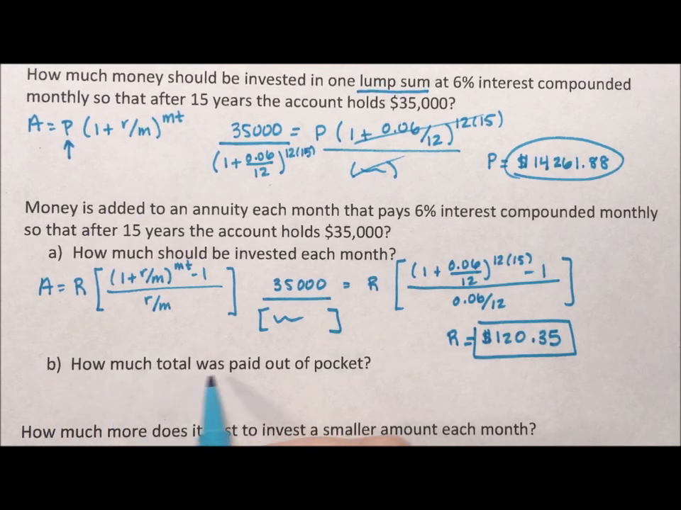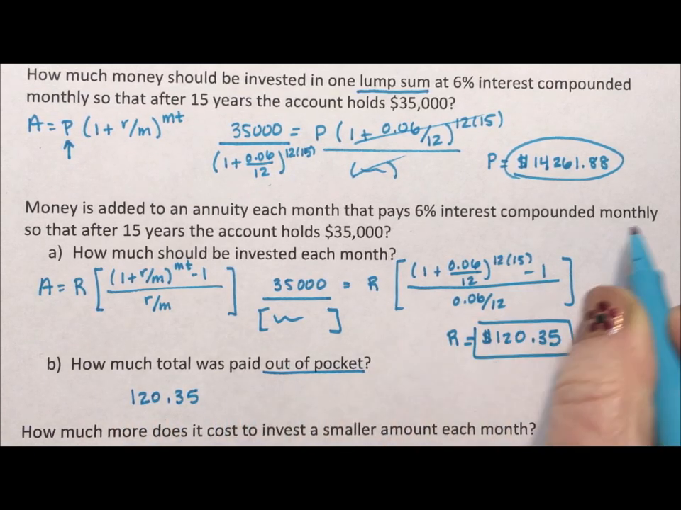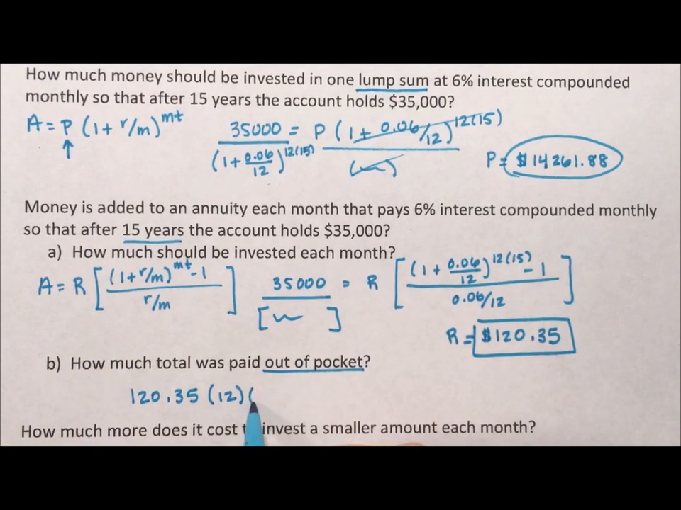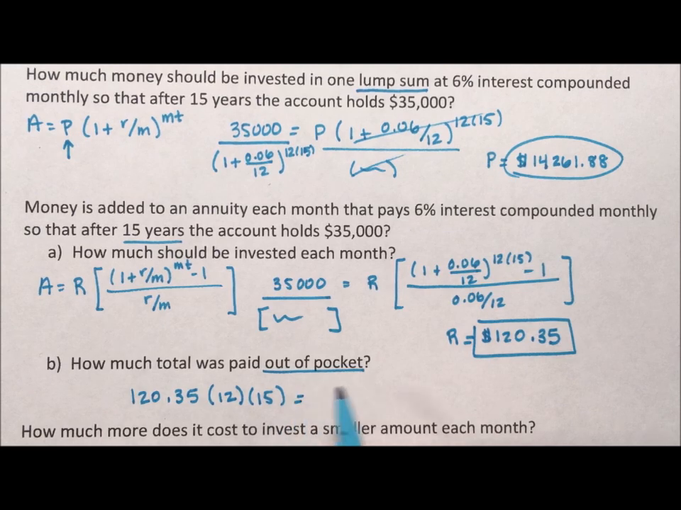So how much total out of pocket? So we're putting in $120.35 out of pocket, and we're doing this monthly. So we're doing this 12 times a year for 15 years. So if we do that, at the end of 15 years, we are going to be paying out of pocket $21,663. Exactly.